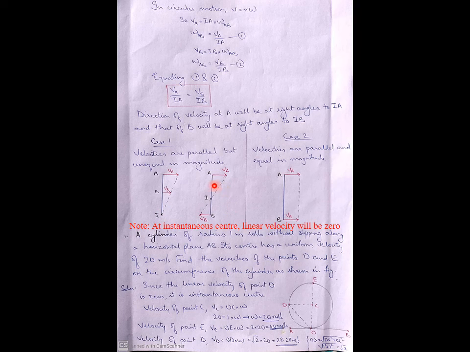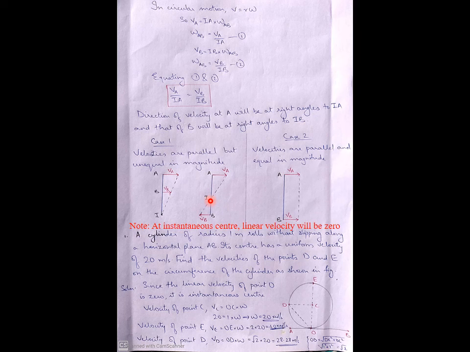So there may be one more case. This case is when VA and VB are in the same direction. Now there is another case when VA and VB are in opposite directions. So how to do it? Again, we draw a line from the endpoint of VA to the endpoint of VB. Somewhere in between it will meet this line AB. That particular point is the instantaneous center.